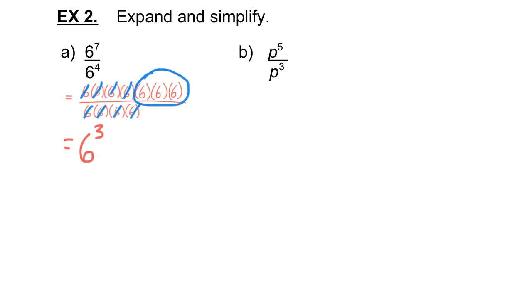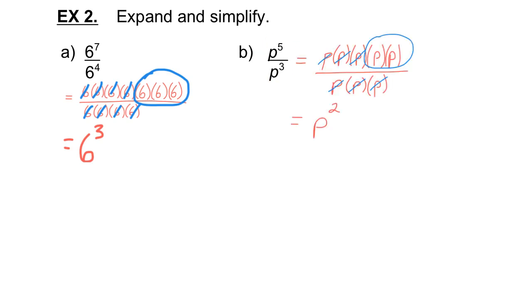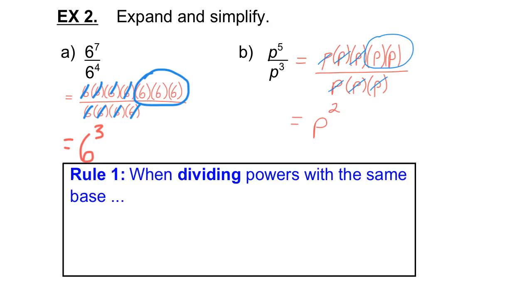So when I simplify this expression, it boils down to the single power, 6 to the exponent 3. And we can do the same thing in this expression. P to the exponent 5 divided by P to the exponent 3 leaves us with a single power, P to the exponent 2. So what's the rule when dividing powers with the same base? Well, let's take a look.